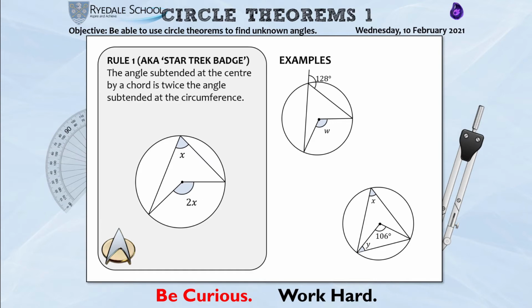So rule number 1, we also called it, or I certainly refer to it as the Star Trek badge, is the angle subtended at the centre by a chord is twice the angle subtended at the circumference. And a lot of you remember this from the shape, which is this arrowhead design. It doesn't always have to be an arrowhead. It depends where these 2 corners are, but traditionally we see it as an arrowhead shape. And we have this angle here at the centre being twice the angle at the circumference.